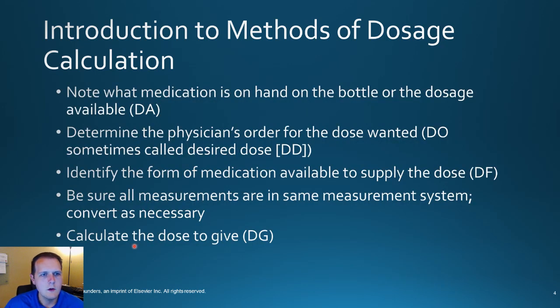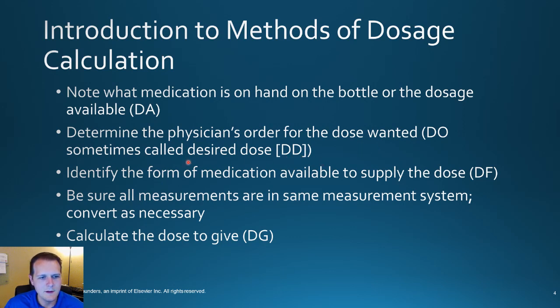So when you're determining how to dose a medication for a patient, there's a couple different things we're going to be looking at. First off, what is the medication that we have on hand? What's the dosage form that we have available? Do we have 25 milligram tablets, 50 milligram tablets? That's going to be our dose available. The abbreviation is DA here. Next up, we're going to be looking at trying to determine the physician's order or the provider's order for the dose wanted. This stands for dose ordered here, or sometimes it's abbreviated as DD for desired dose.